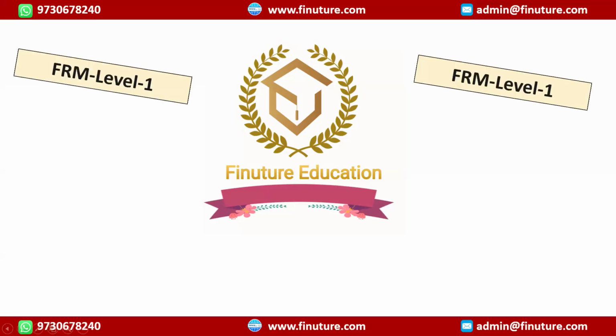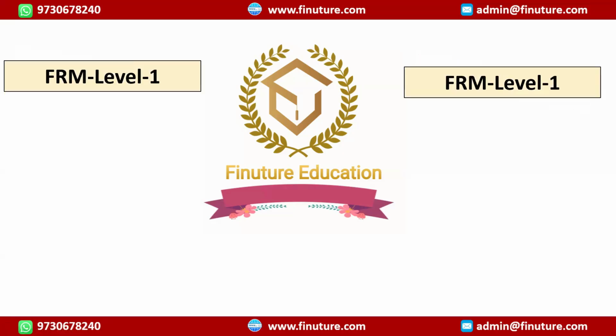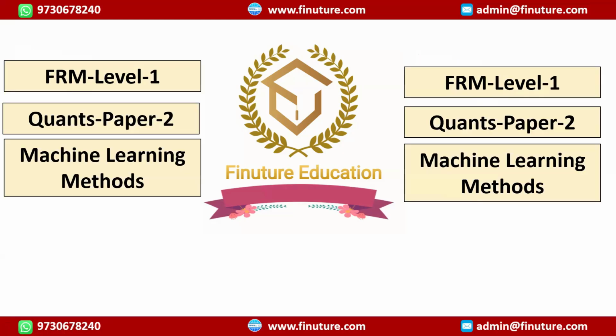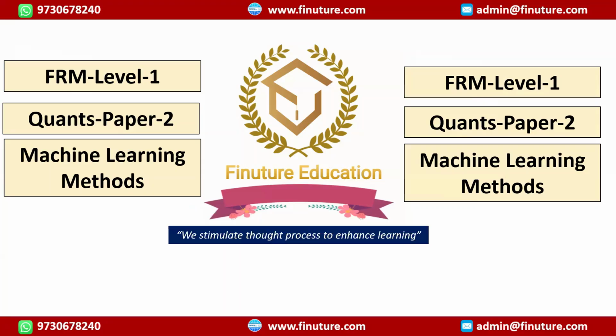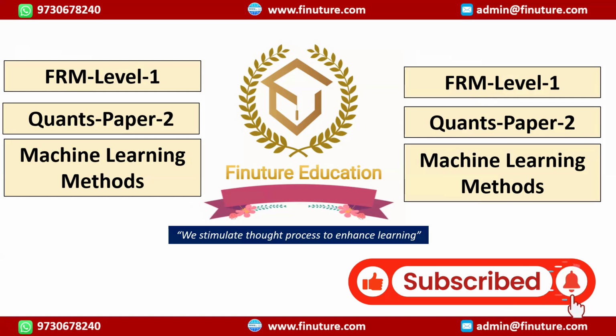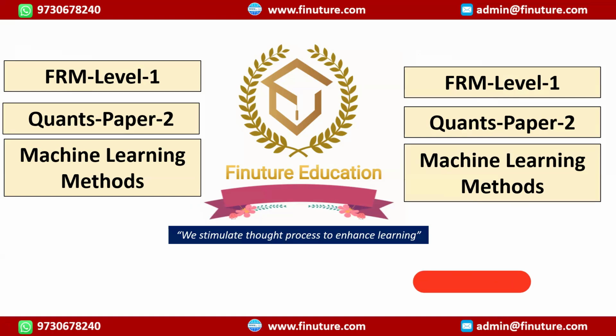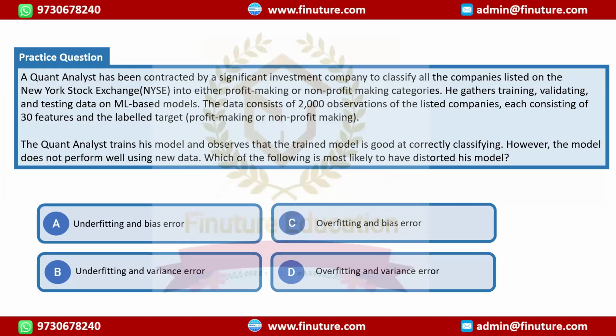And the topic that we will have a look at today is from FRM Level 1, Paper 2 Quantitative Analysis, from the reading Machine Learning and Methods. We will look at overfitting and underfitting via one example. You will get a sense that your thought process is stimulated, and this is something which is required from an exam like FRM, wherein your actual concepts and intuition of concepts are tested. Let's look at the question, then we will understand this topic, and then we will try to answer this.